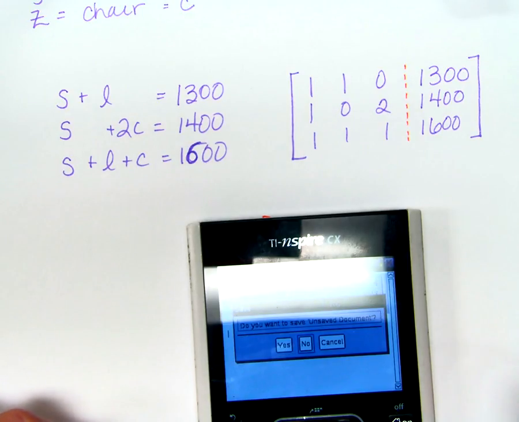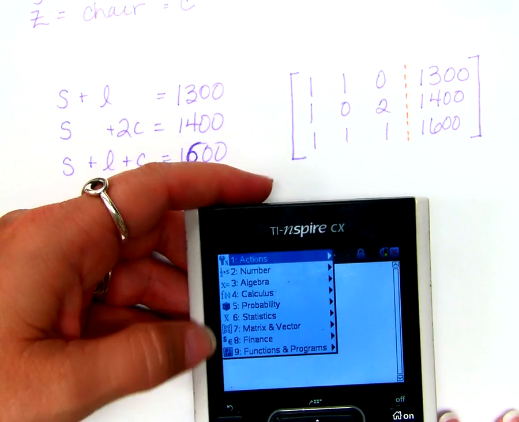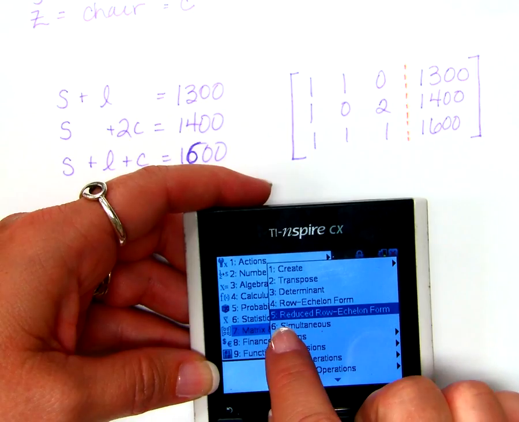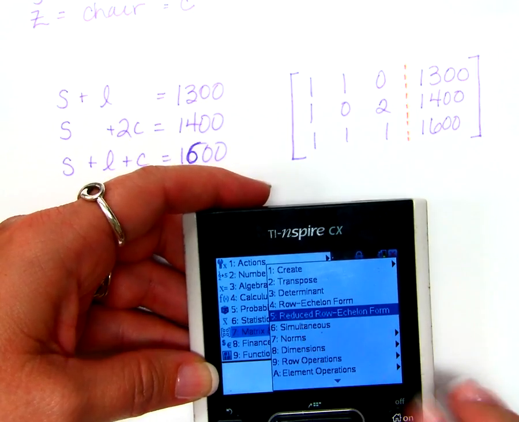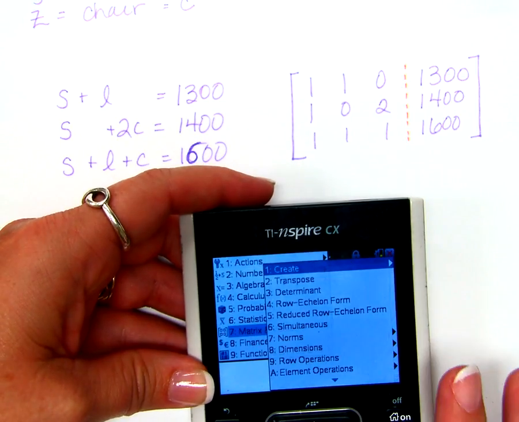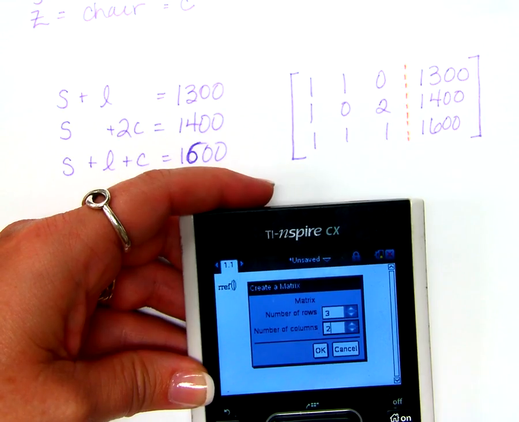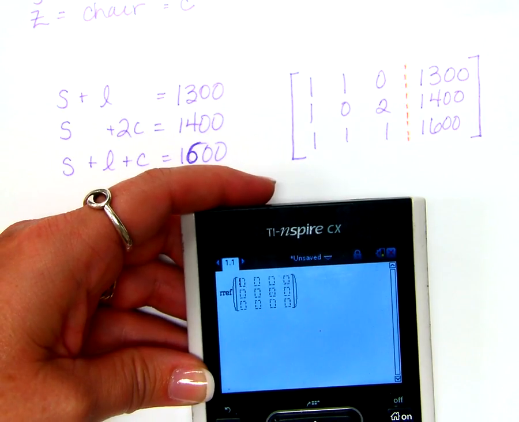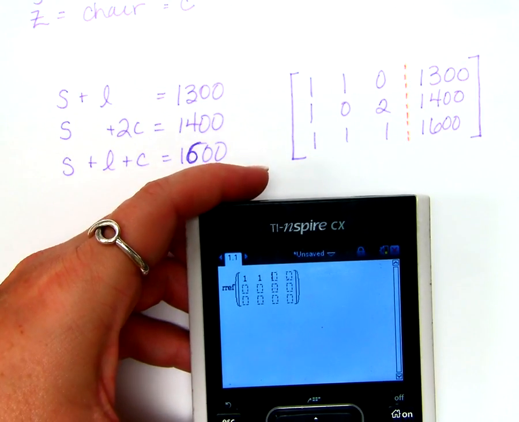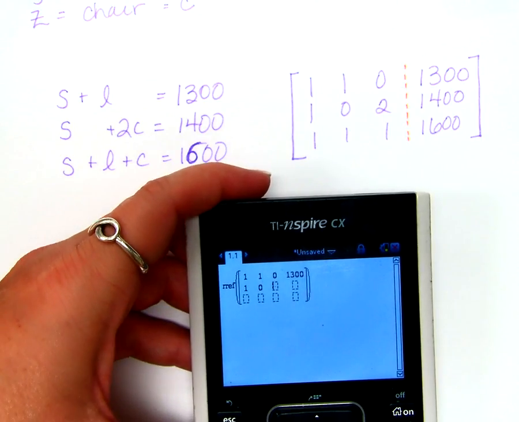I want a new document, and no, I don't want to save the old one. I want a calculator. So I'm going to do menu, matrix, and I'm going to do RREF, reduced row echelon form. Make sure you choose reduced row echelon form and not just row echelon form, okay? Then I need to create a matrix that is a 3 by 4. Oh yeah, it looks the right way and everything. Okay? 1 tab, 0 tab, 1,300 tab. I don't need to talk out loud when I do this. I'll be quiet.